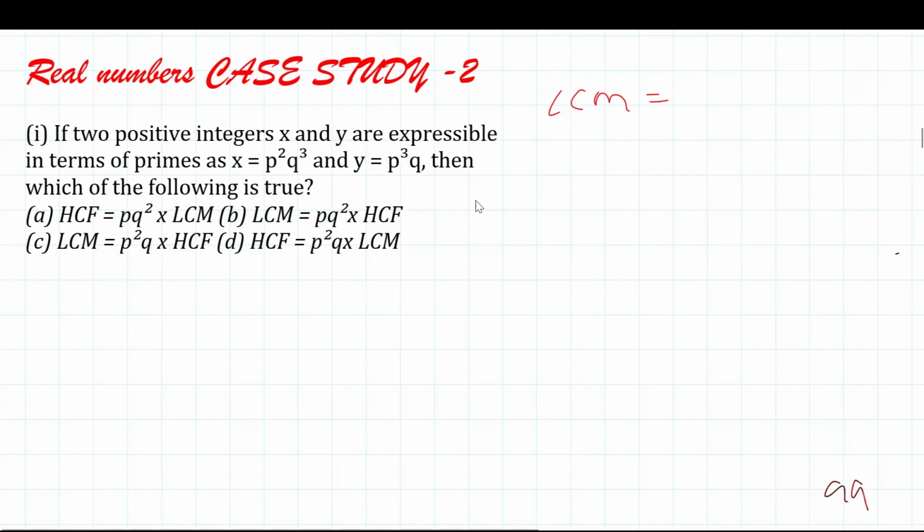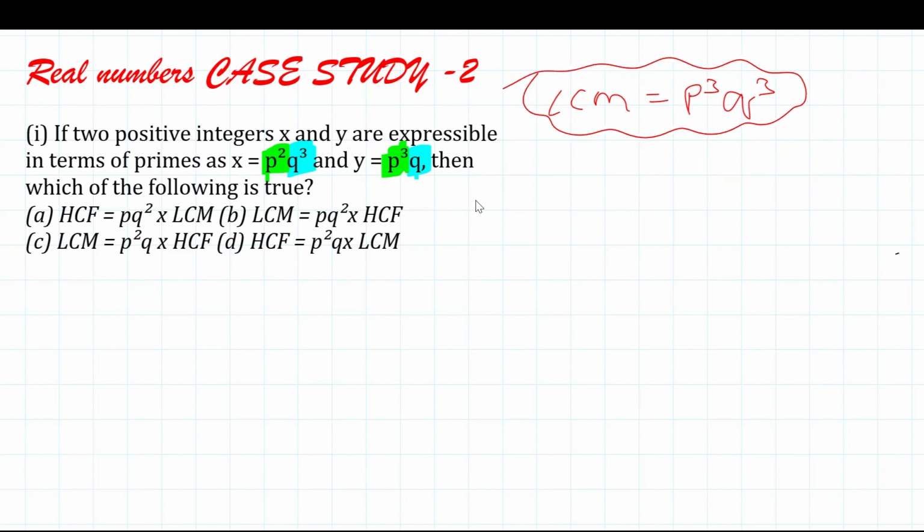What you can see is that we take the highest power of each prime. So p has p square here and p cube over here. So it is p raised to the power 3 in this case. Now likewise, for q, one has the highest power as 3 and the other has power 1. So we'll say q with highest power 3. So this is what we got as the LCM.